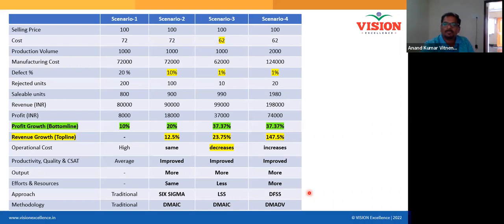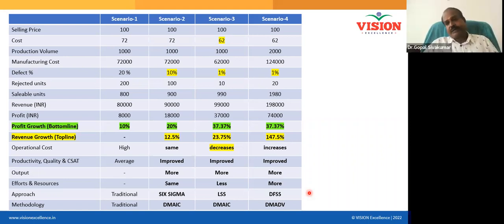Can you say DMADV, sir? Once again: define, measure, analyze, design, and verify. First three steps are same. The fourth step is design. Design means designing a new product, a new layout, a new machine, right? Anything that is created newly comes under DMADV. Anything that already exists, but you are improving it, comes under DMAIC. Clear? DMADV, new to the world. DMAIC, already existing, you are improving.